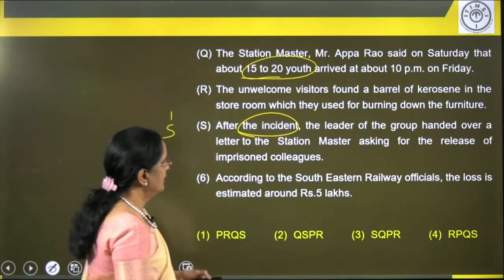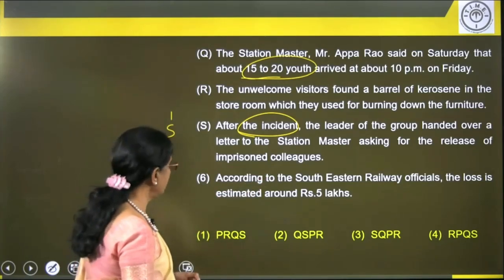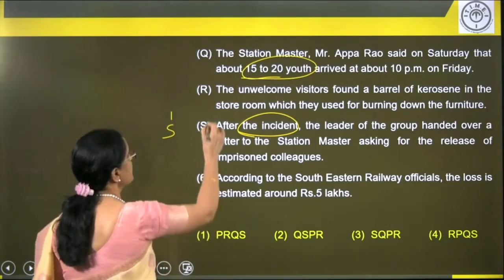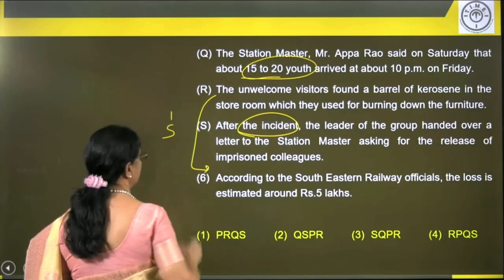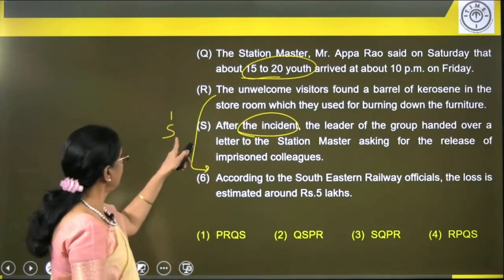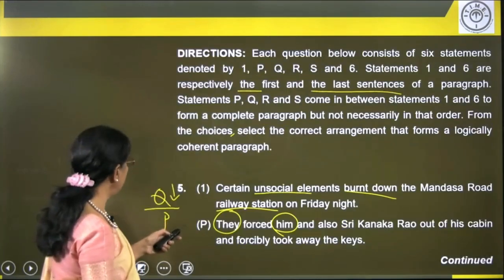According to the southeastern railway officials, the loss is estimated around 5 lakhs. So, what should come before 6? R should come before 6. Alright. So, our answer should start with S, one S. And then we should have QP.